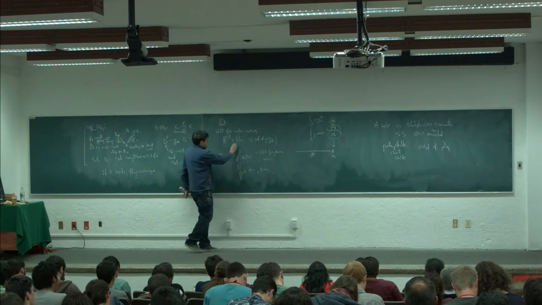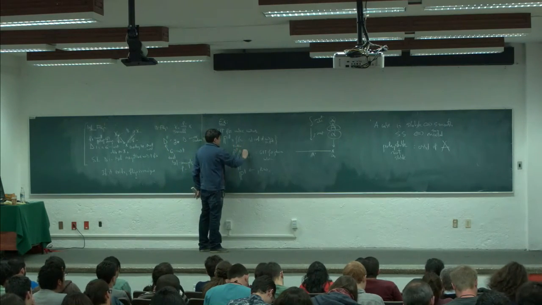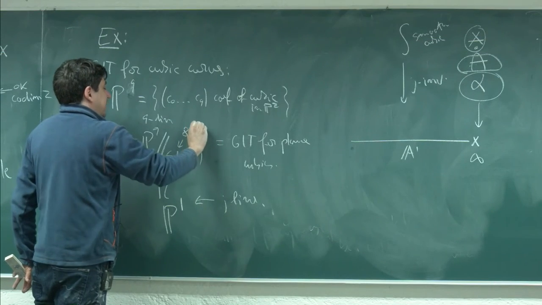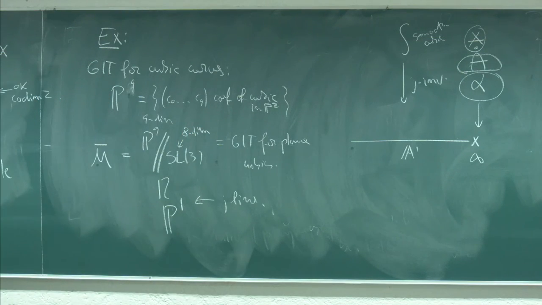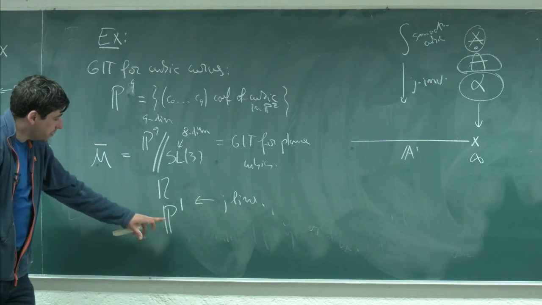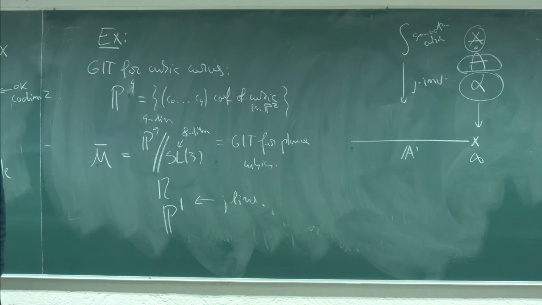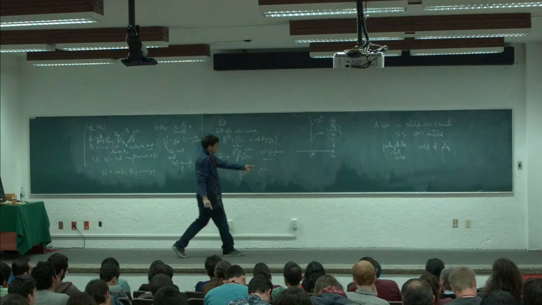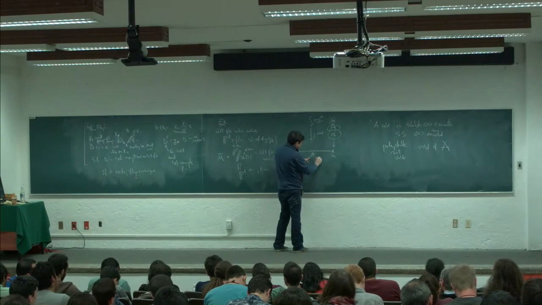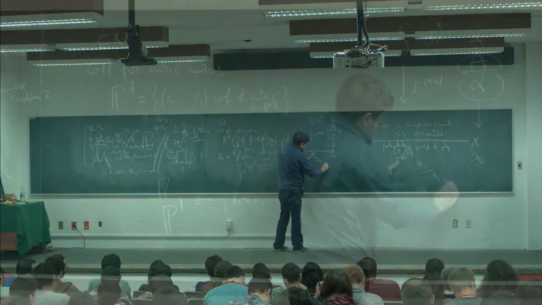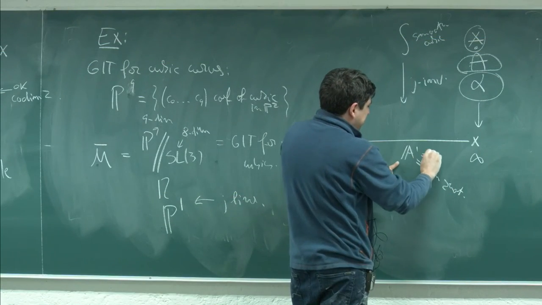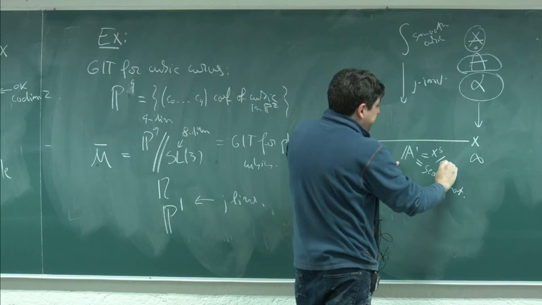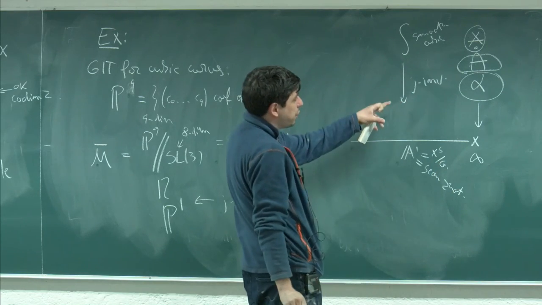Now this is nine-dimensional. This is eight-dimensional. And in this situation, I think I can even explicitly prove that this is actually P1. That's no surprise here. So I have P1. There will be an A1, which will be a geometric quotient. This is basically X stable mod G. And this corresponds to smooth cubics.